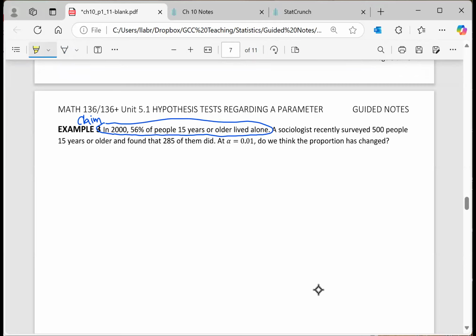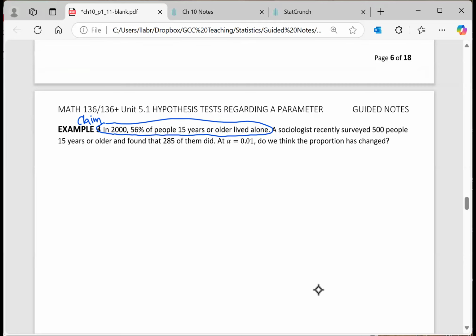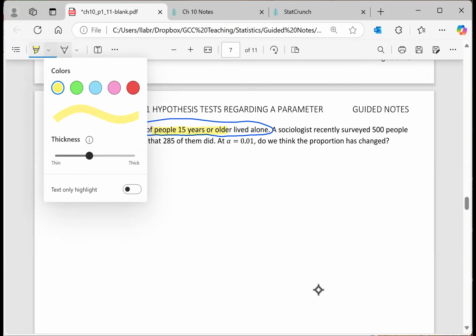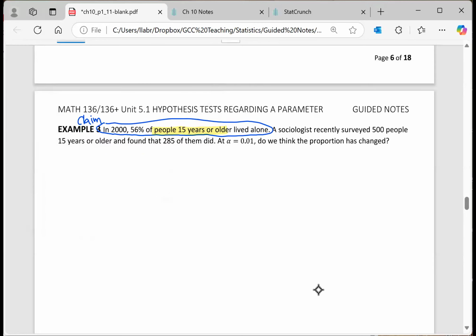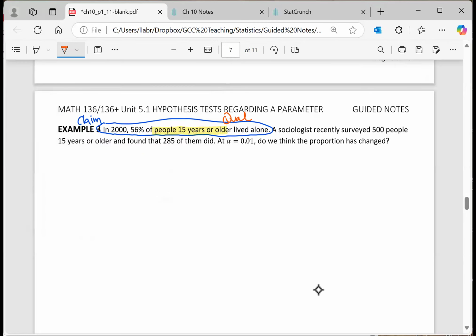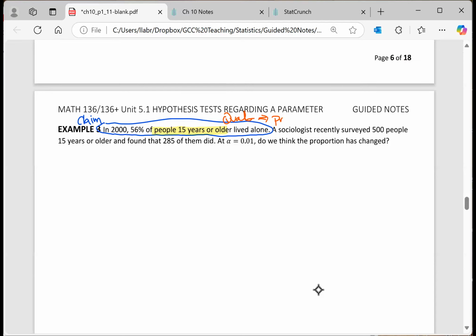And if I read it again, I see that they're talking about people that are 15 years or older. So again, this would be your population, people 15 years or older. And then we're looking at whether they live alone or not. And so this is a qualitative variable. Because this is a qualitative variable, you're going to be dealing with proportions. So everything that we did in chapter 8 and chapter 9 with proportions, right? The check, the requirements, all of that will now apply.